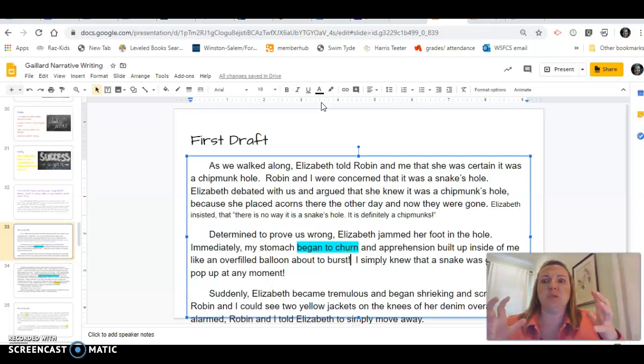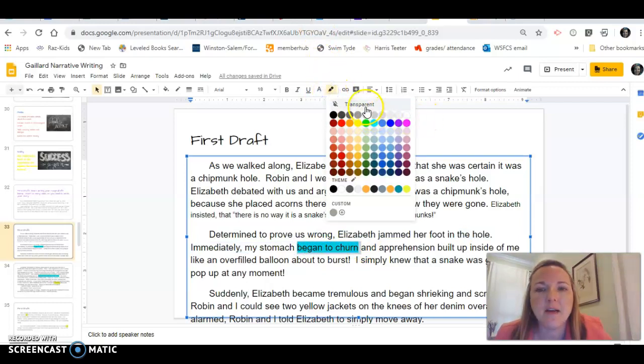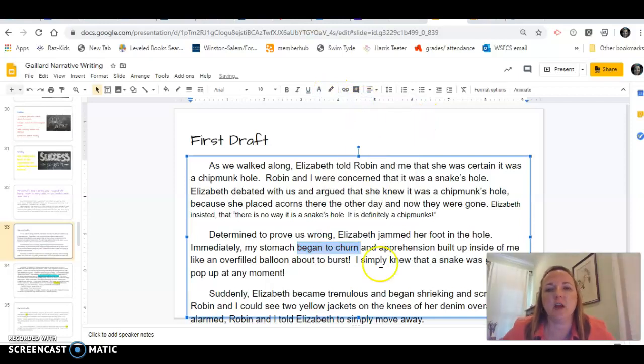I felt like a balloon that was overfilled and just about to burst because I was waiting on that snake to pop its head up, right? Now I wish it was a snake, but nope. Okay, so I've added a little bit there just to enhance the feeling, to help my readers feel like they're part of the story, whether they want to be or not, with me.